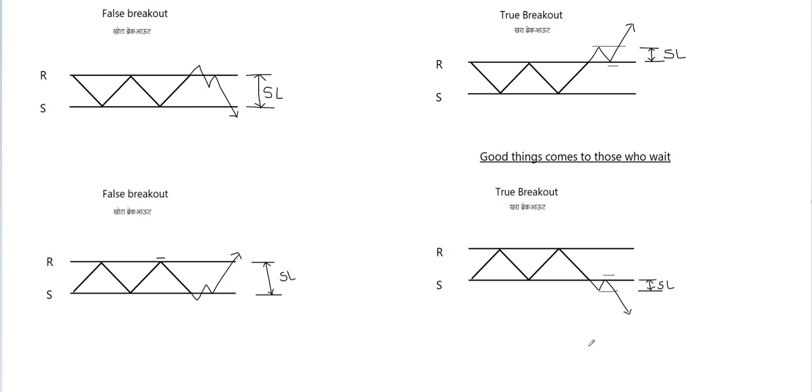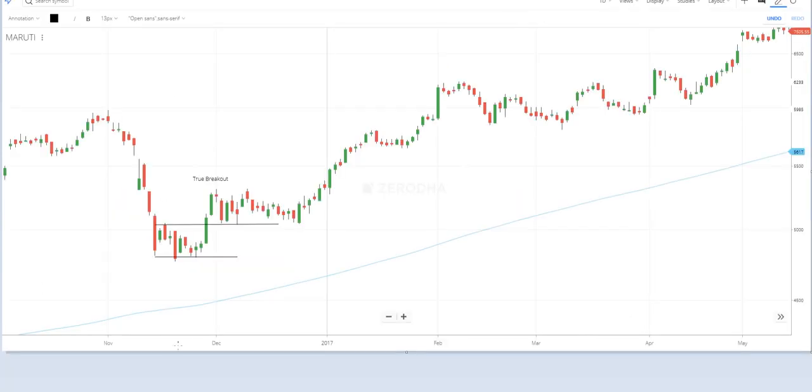So let us see an example of true breakouts. This is again a Maruti chart. Here you can see the stock is in a downward trend and it goes into a range-bound situation. And you can see this is a convincing breakout here, right? So what happened after that? Once it breaks up, it comes back and tests the previous resistance, right? It goes up, it goes down, goes up, goes down. It doesn't break this resistance.